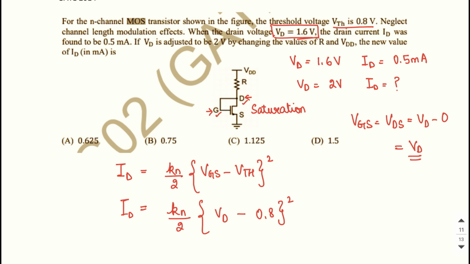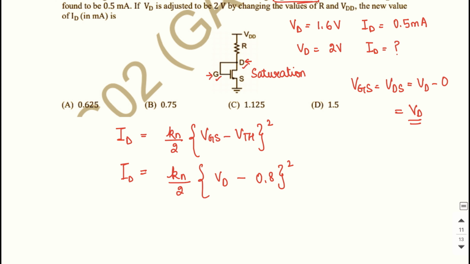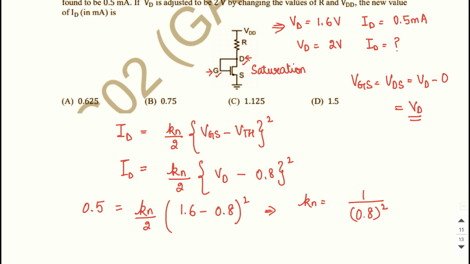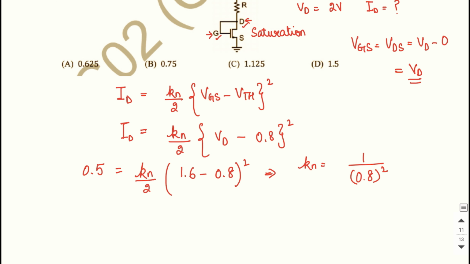Now we are given one of the cases that when the value of VD is 1.6, the value of drain current is 0.5. So let us substitute 0.5 milliamperes. I am just ignoring the milli right now. Kn by 2, and then VD is given as 1.6 minus 0.8 whole square. This means that Kn is equal to 1 divided by 0.8 whole square. So this is the value of Kn. Now retaining this value, we can find out the required answer.